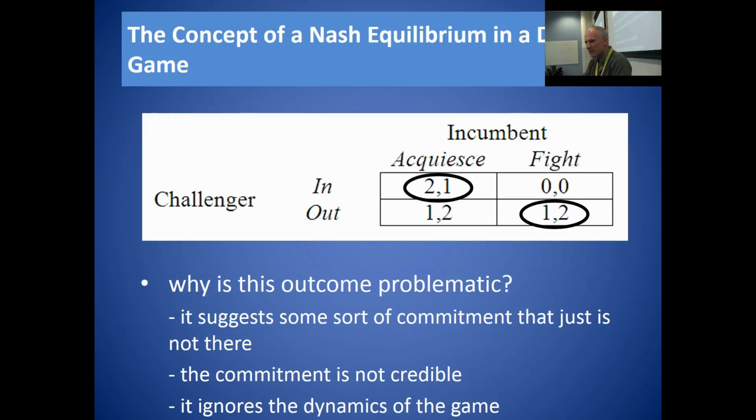It suggests this commitment. This commitment isn't credible, and it completely ignores the dynamics of the game. And that's the whole point about these dynamic games, that there is dynamics in there, that players do change what they choose to do as the game unfolds. And so for all of these reasons, that Nash equilibrium, as we've described here, is really, really problematic. And it's not sensible to adopt this idea of a Nash equilibrium in dynamic games.